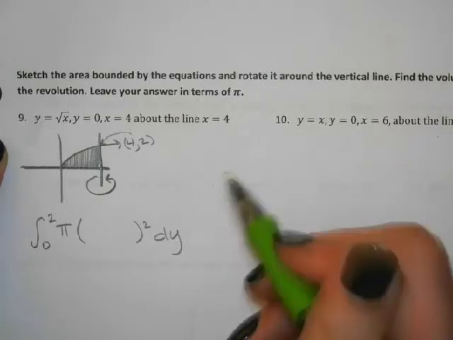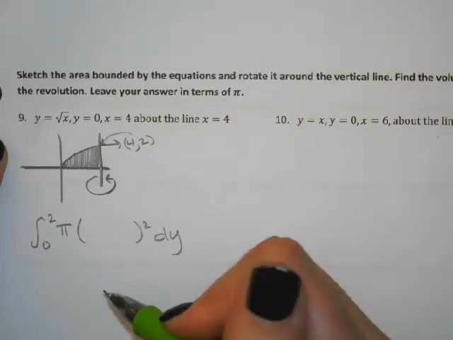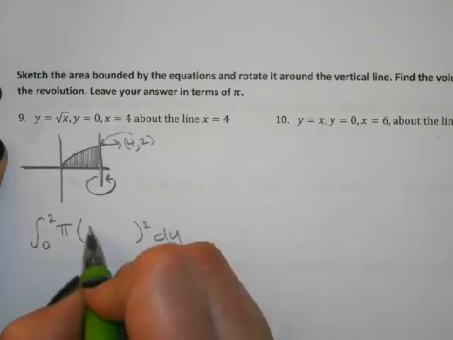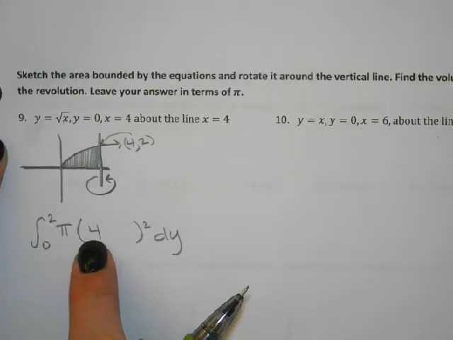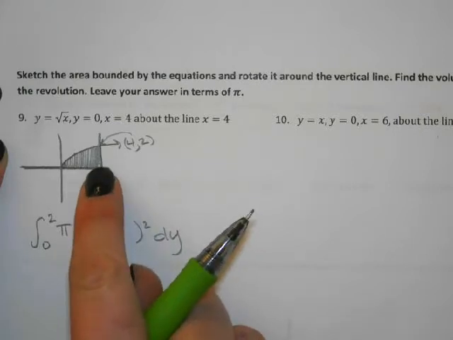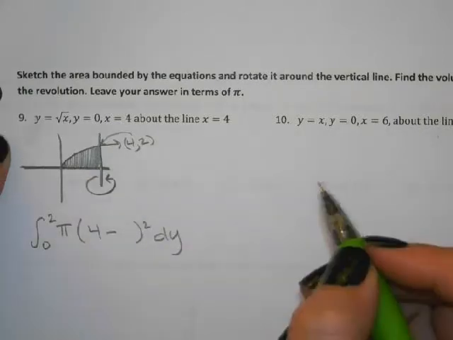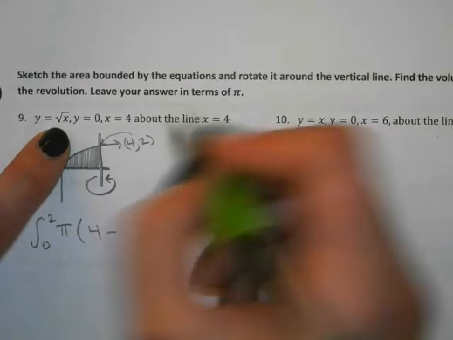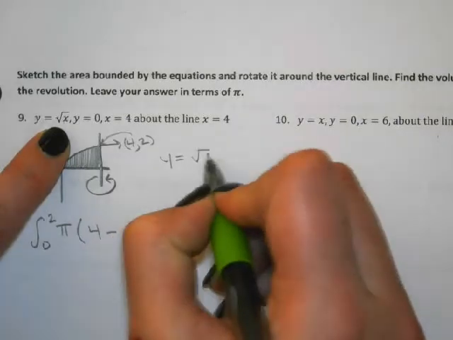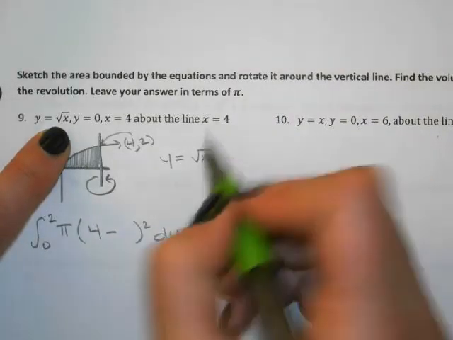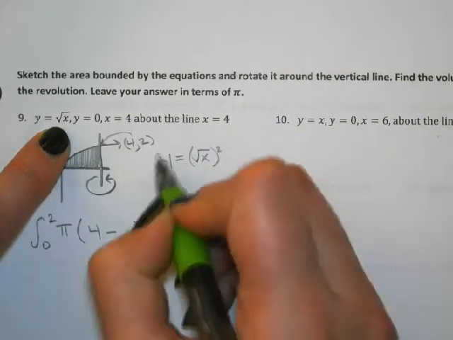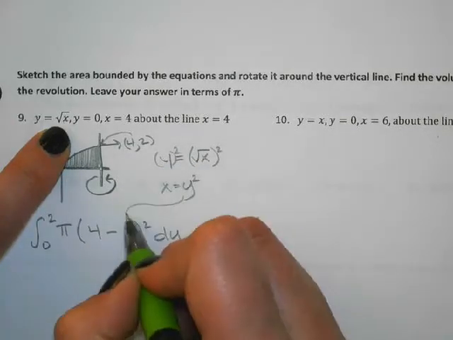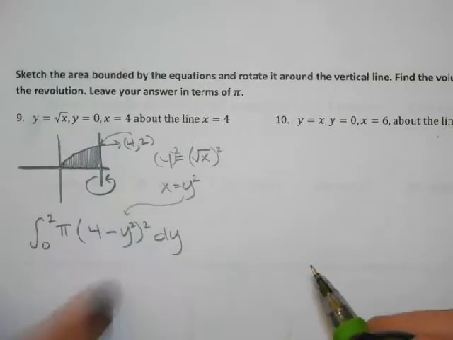And we're going to do right minus left, and it has to be in terms of y. So it's going to be 4, because the right line, 4 minus the curve, but we can't use square root of x. We're going to use y squared. So y equals square root of x. To make this in terms of y, I'm going to go ahead and isolate my x. So x equals y squared. And so that's what I'm plugging in. Okay.